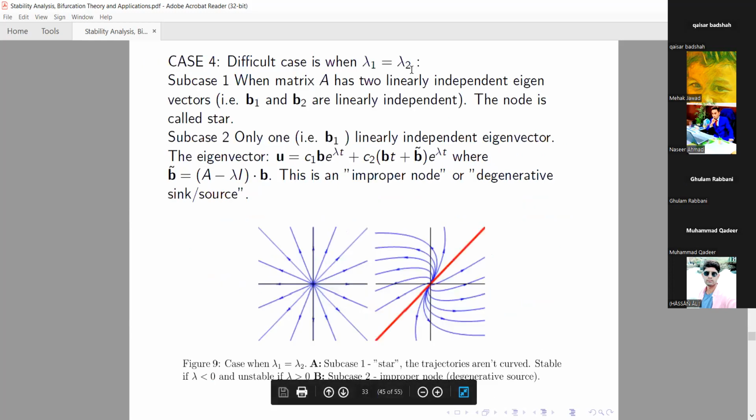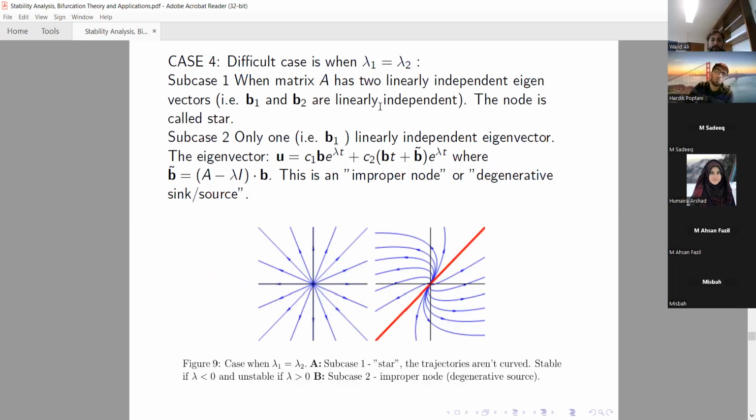So now it's a bit difficult when you consider if they're both equal. If matrix A has two linearly independent eigenvectors, however we still have two equal eigenvalues, then the node right here is called a star, because it goes to one point. But they obviously are going away, like a star. It looks like a star. And this one, subcase 2.